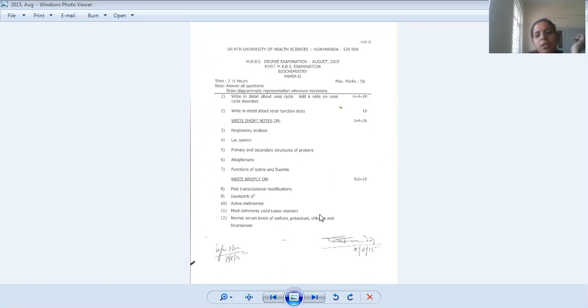Post transcriptional modifications, what happens, beta? Poly A tail, introns, exons, capping, capping, tailing. Very good. Those points you just go through once.